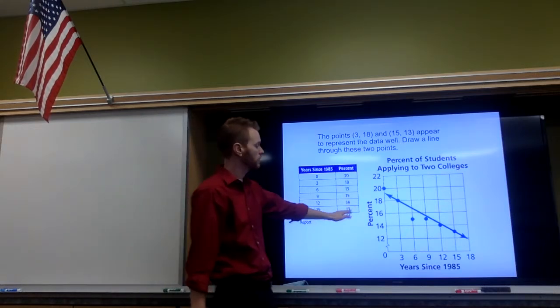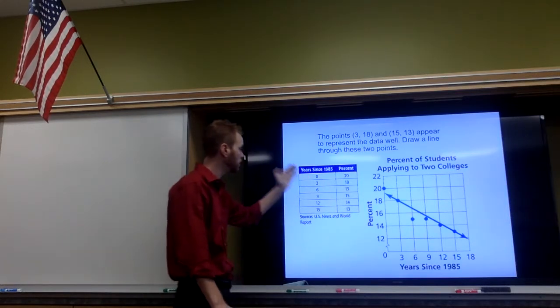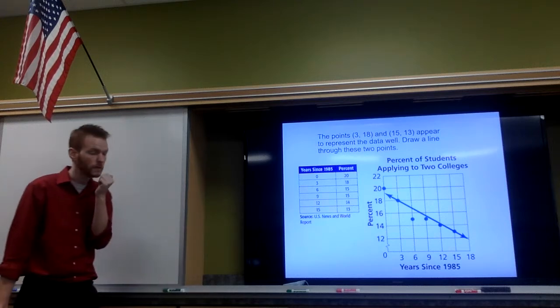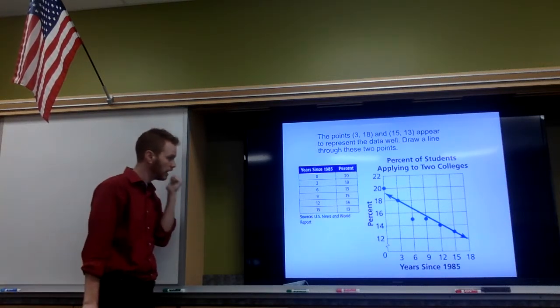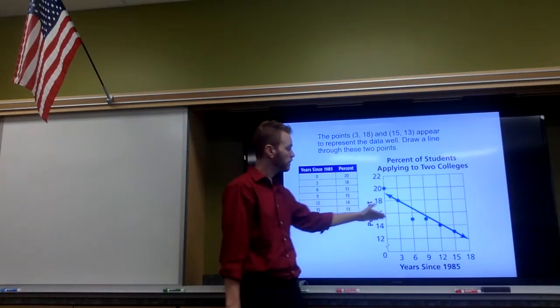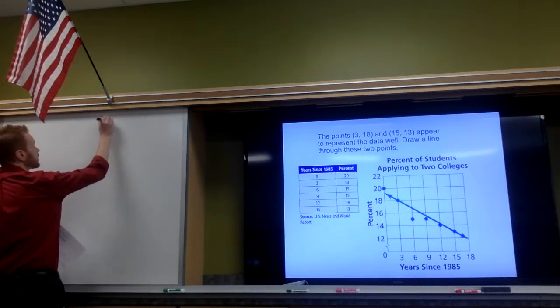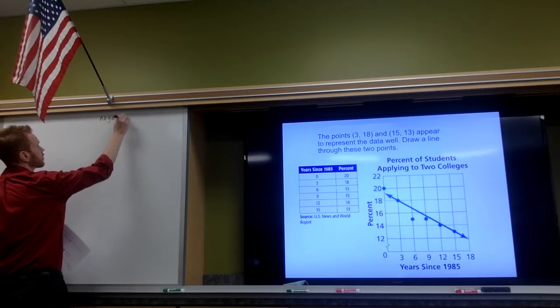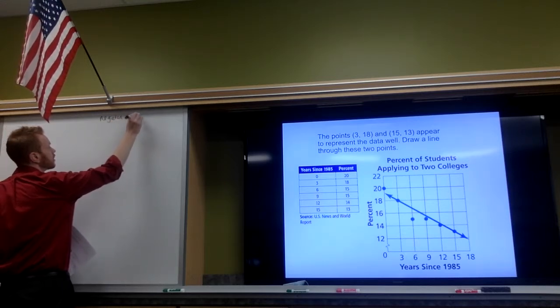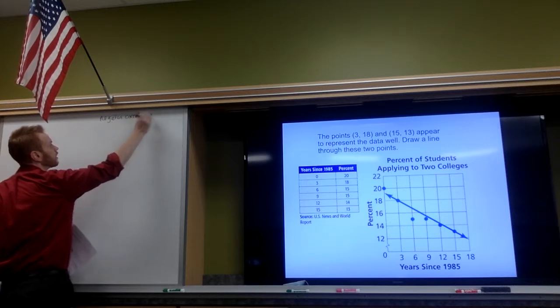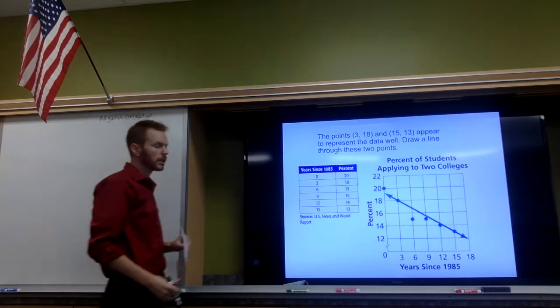Okay, so far to 13%. This is 15 years since 1985, so that'd be the year 2000 that we're at. Now, this would be a negative correlation. So you want to write that down because it asks you. So this would be a negative correlation. I can't spell. There we go.